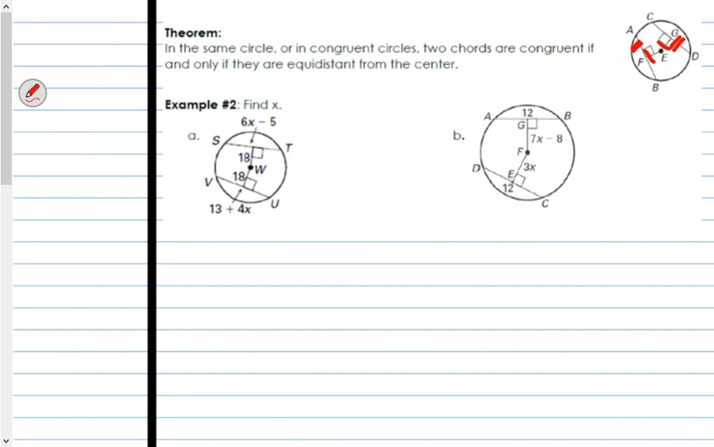So in example 2, I see that the chord ST is 18 units away from center W, and the chord VU is also 18 units away from the center of the circle. That means these two chords, ST and VU, are congruent to each other. So ST, 6x minus 5, is congruent to VU, which is 13 plus 4x.